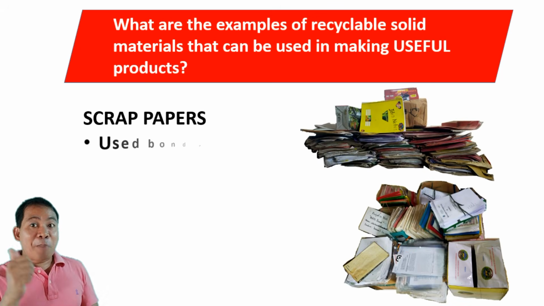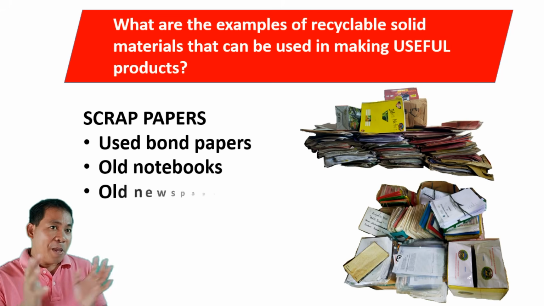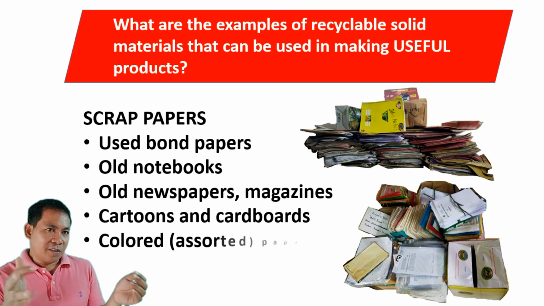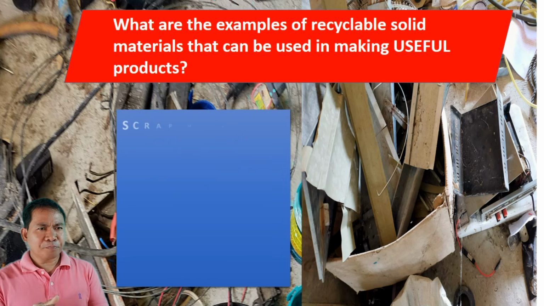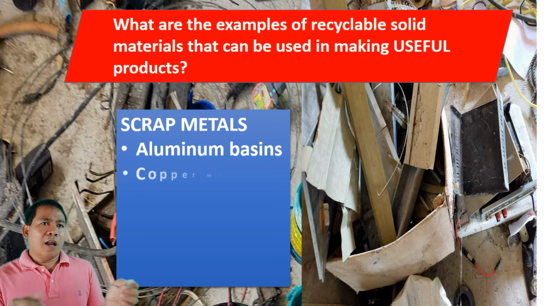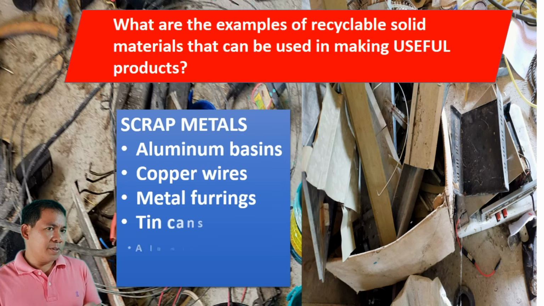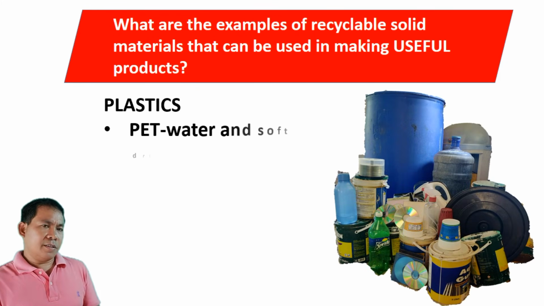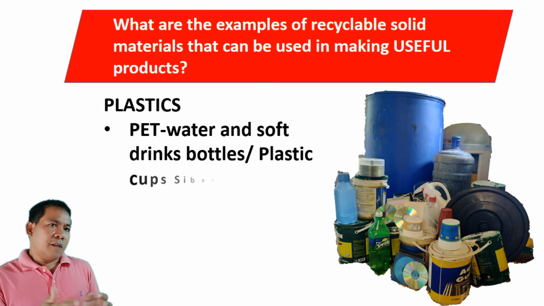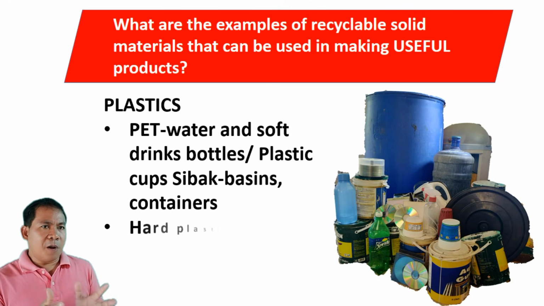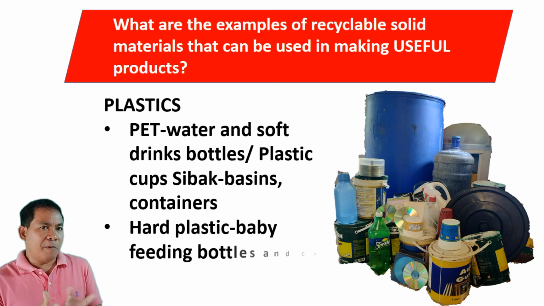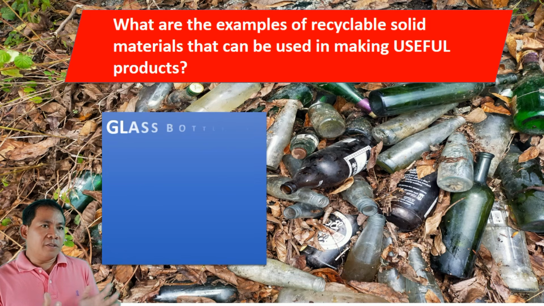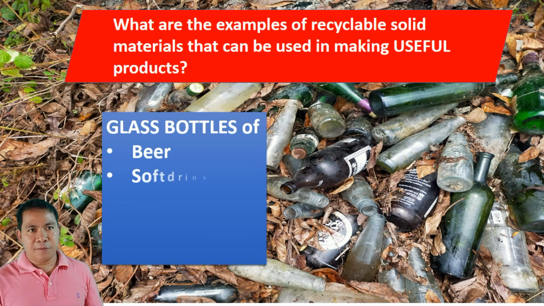Scrap papers, used bond papers, old notebooks, old newspapers or magazines, cartons and cardboards, colored papers, scrap metals, aluminum basins, copper wires, metal filings, tin cans, aluminum wires, GI tie wires, plastics, PET water and soft drinks bottles, plastic cups, ziploc basins, containers, hard plastic, baby feeding bottles, and CDs, glass bottles, beers, soft drinks, ketchup, mayonnaise, and etc.